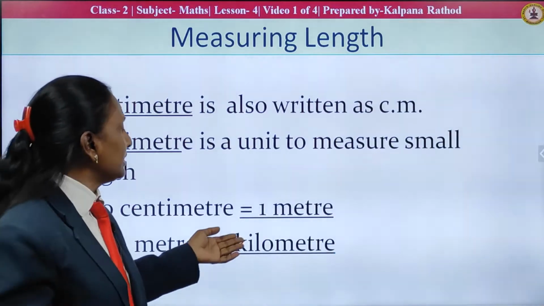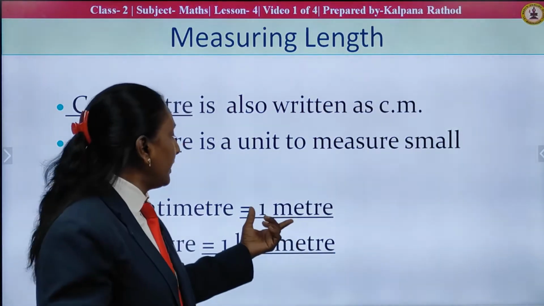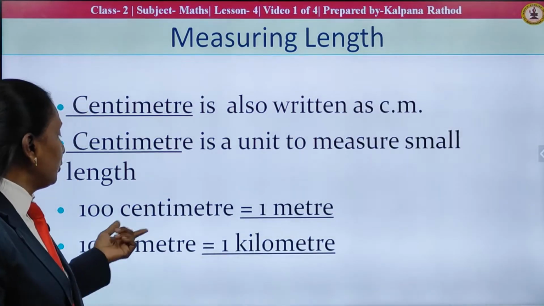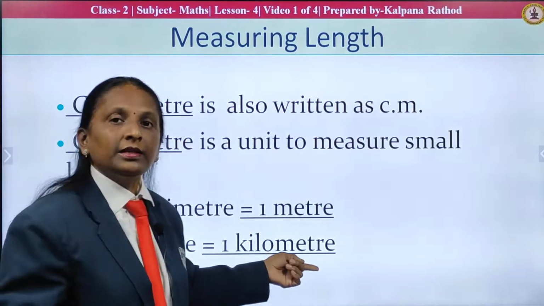1000 meter equals 1 kilometer. When we want to convert 1000 meter, then it will become 1 kilometer.